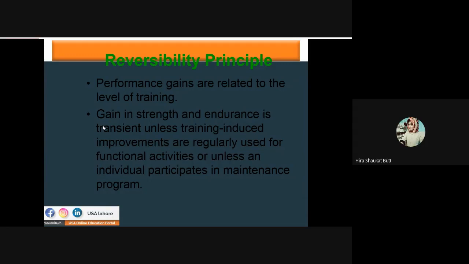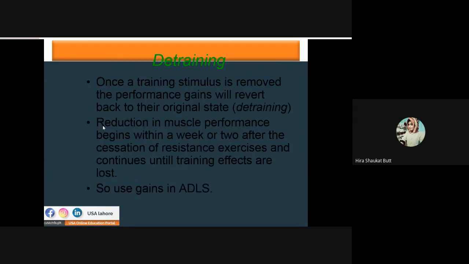And the last definition is of detraining. What is detraining? Once the training stimulus is removed, the performance gains will revert back to their original state. If you remove the training stimulus, the changes will be reverted back, and reduction in muscle performance begins within a week or two after the cessation of resisted exercise and continues until training effects are lost. So use gains in ADLs.